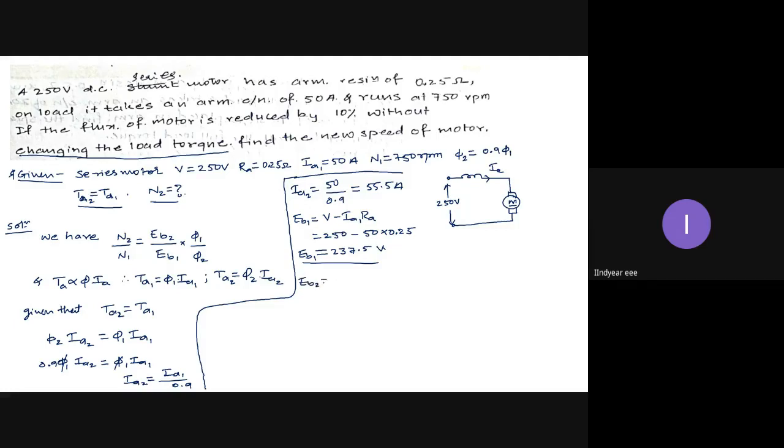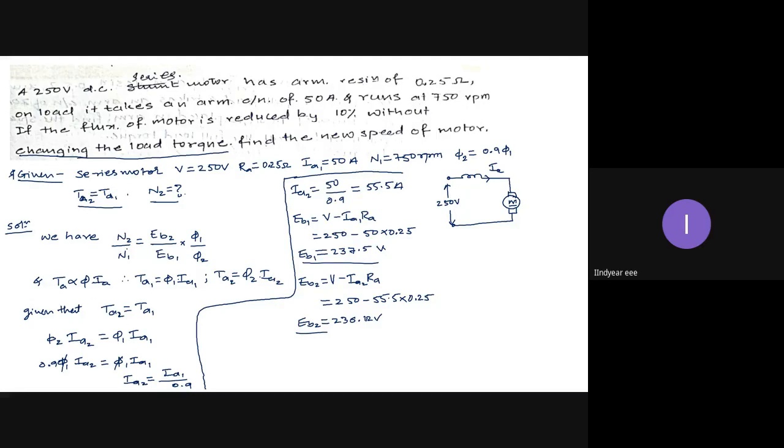Okay, so EB2. Now I have the load current in the second case, so conveniently I can find out EB2. So V minus IA2 RA equals 250 minus 55.5 into 0.25. So it will be less than EB1. 236.12 volts. Now I have EB2, I have EB1, and phi2 in terms of phi1.